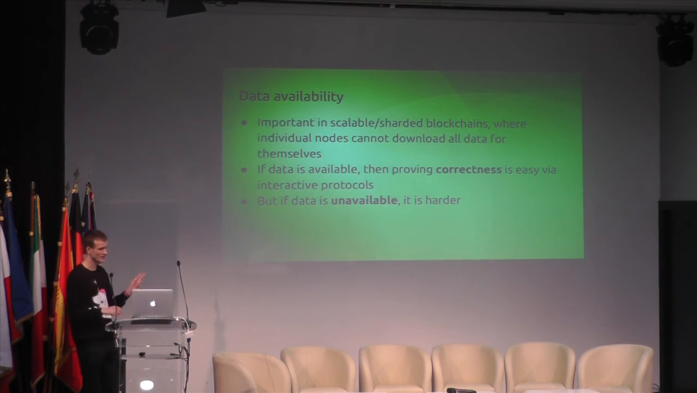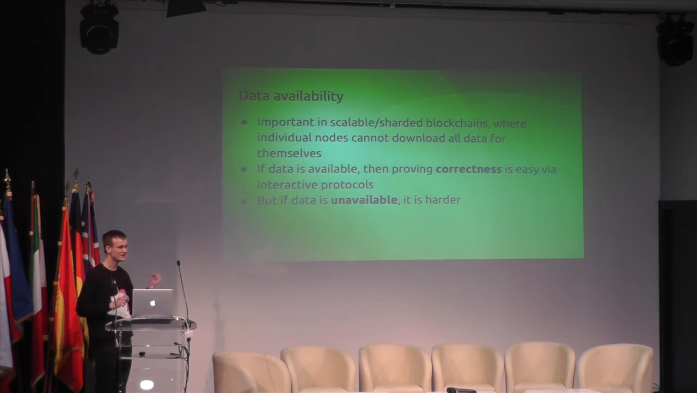Data availability. So this is the last really important thing. Data availability becomes a very serious issue when you start talking about sharding. Because in a sharded blockchain, you get to the point where there's so much data being passed around, there's so much data in the state, there's so much data in the transactions, that a single node cannot possibly download all of it.